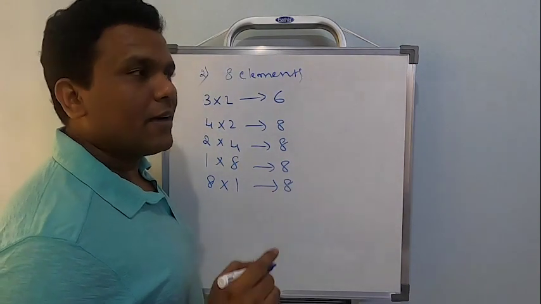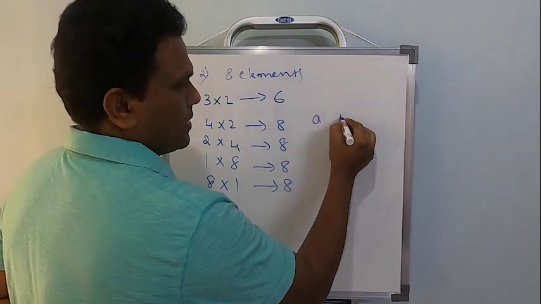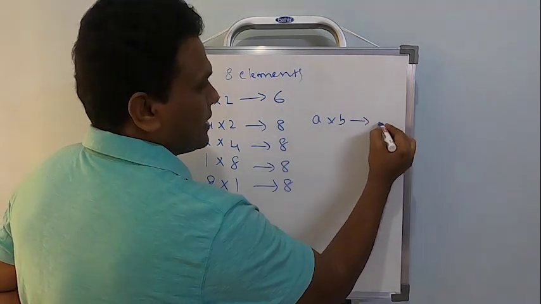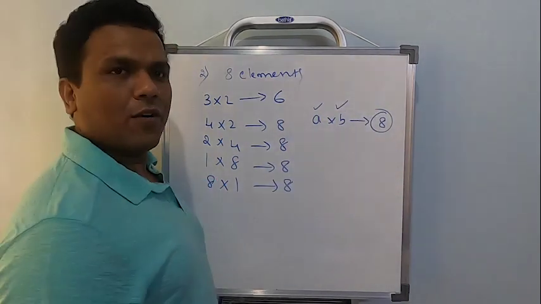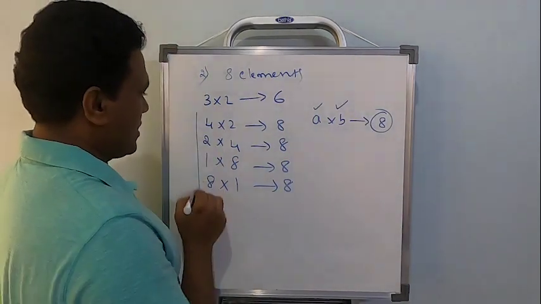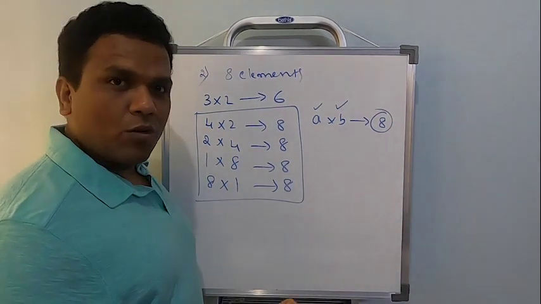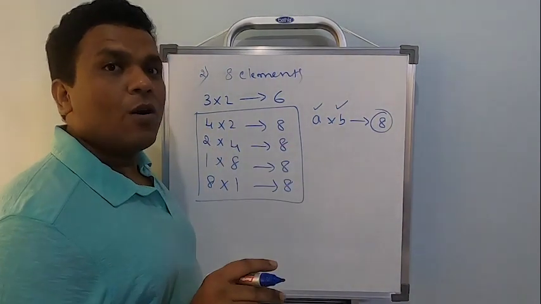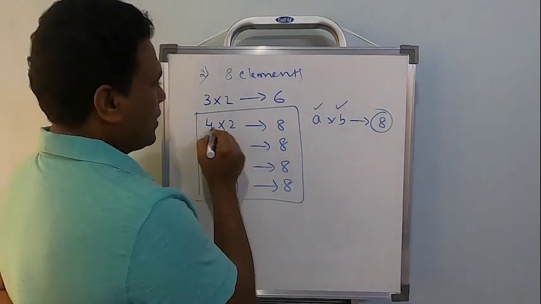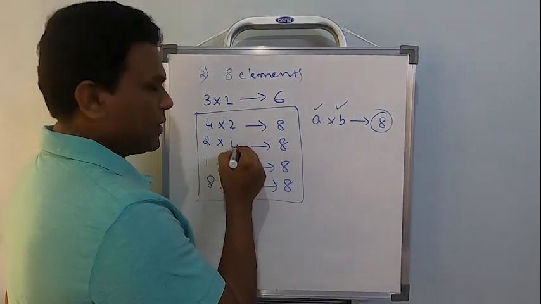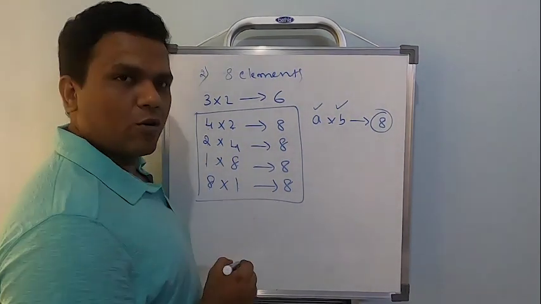That means when I multiply two numbers, for example A and B, the resultant number should be 8. Then what are the possible values you can give for A and B? This is the possible order. That means multiply two numbers, the resultant should be 8. What are the possible combinations of such two numbers? So one can be 4 cross 2, the other can be 2 cross 4, one can be 1 cross 8, the other can be 8 cross 1.